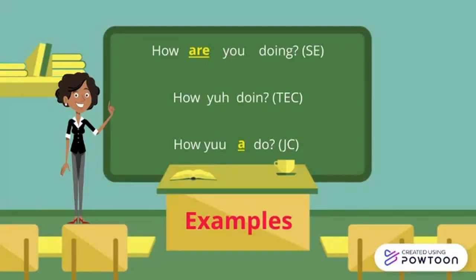In Trinidadian English Creole, this becomes, how you doing? And we see the omission of the auxiliary verb. However, in Jamaican Creole, we say, how you a do? The a here functions as the auxiliary verb that helps in supporting the main verb do.